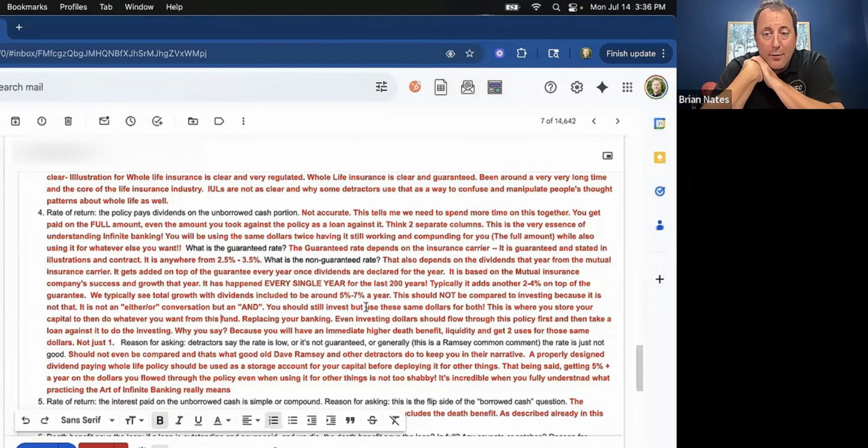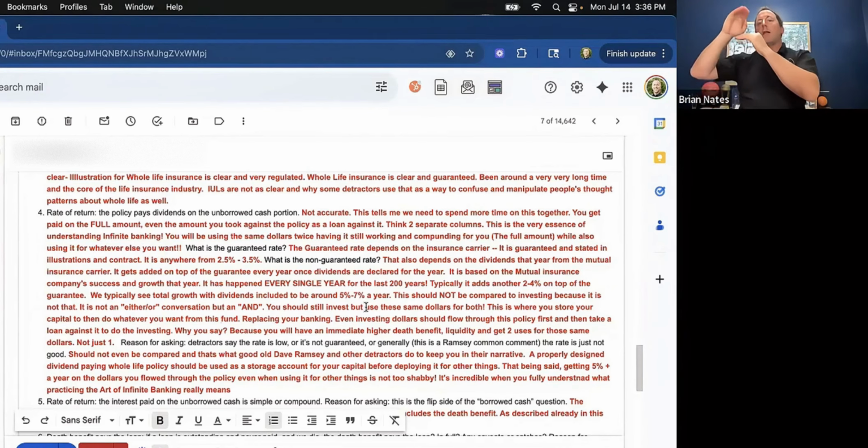Even investing dollars, the monies should flow through your policy first. Why? It created paid up additions, created a death benefit that was larger. Therefore, the access to that cash is more. And when you take a loan against it, the dollars are still compounding over here, even though you're going to use it to invest or buy something or do something with it. So why would you only want your money working once for you when you can have it working two, three times for you instead?